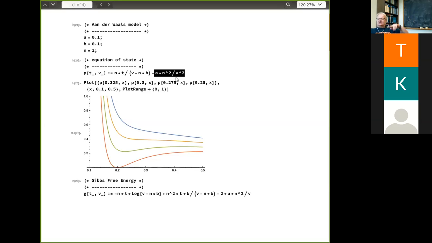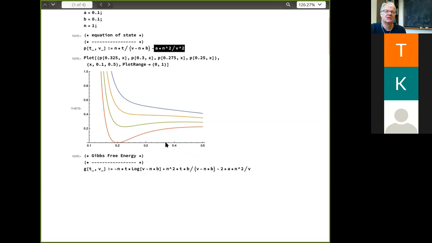By the way, what's generically required for a liquid-gas phase transition is a competition between attraction and repulsion. It's the attractive terms that want to make something like a liquid phase, and it's the repulsive terms that eventually stabilize that liquid.